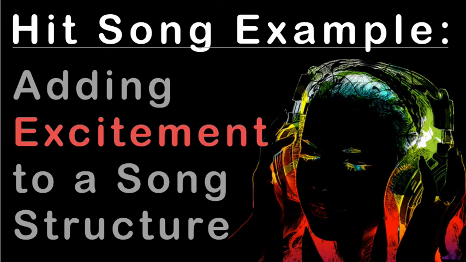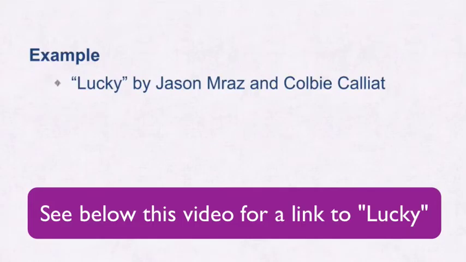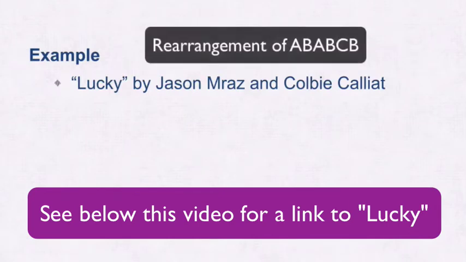In this video we're going to be looking at a songwriting example that takes a common song structure and puts a little twist on it to make it more exciting than usual. So let's dive right in. This one is Lucky by Jason Mraz and Colbie Caillat. It's more of a rearranging of a familiar structure.